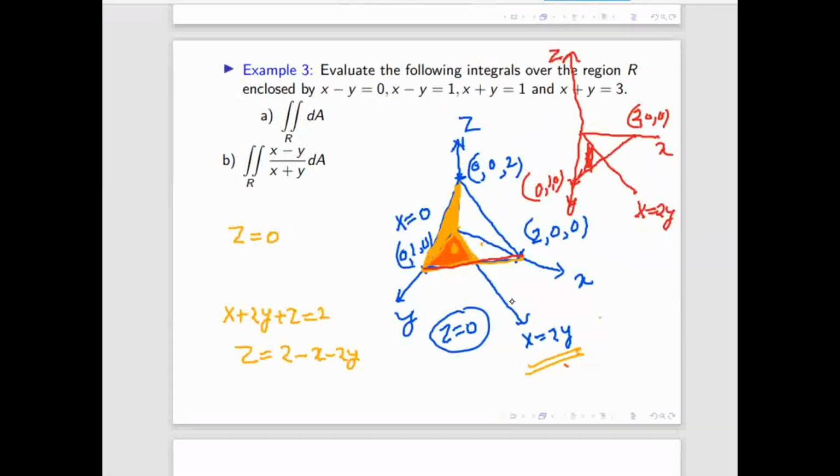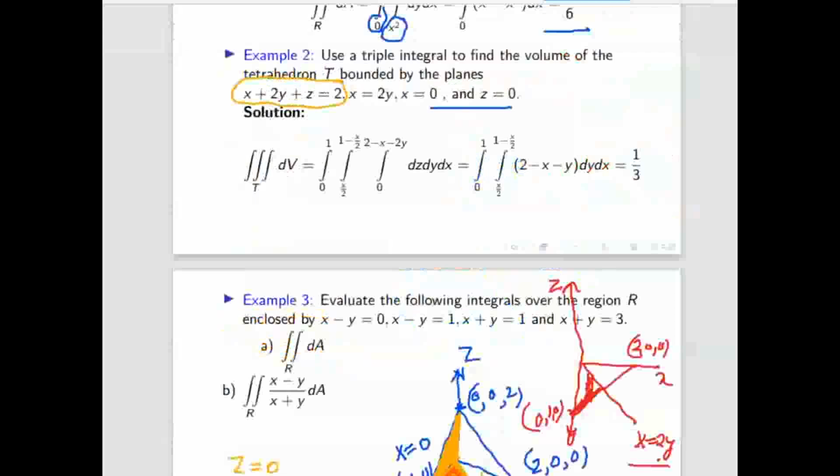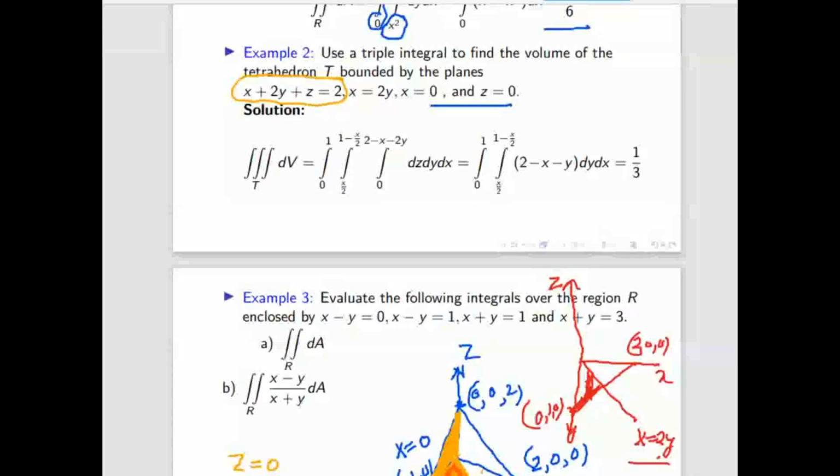So if you take this parallel to y, then the y value will start from this and go up to this. Now tell me what is the value of y? It will start with this line and it will go up to this line x equal to 2y. The value of y is x by 2 on this, because x equal to 2y, then the value of y will come x by 2.